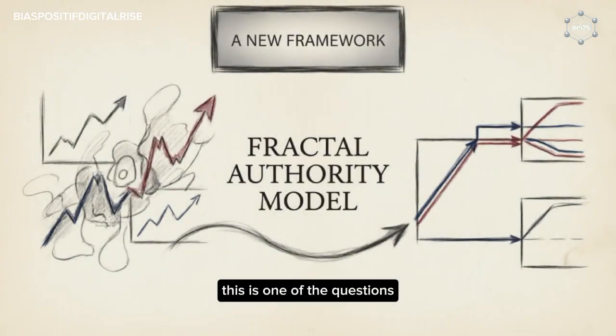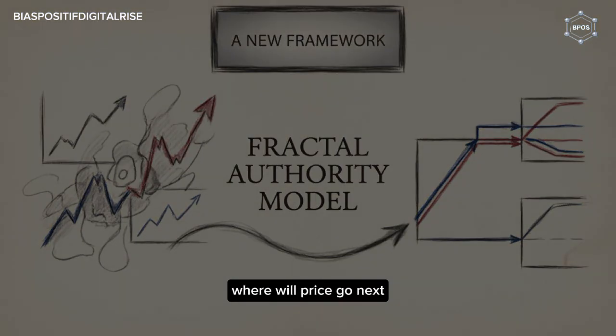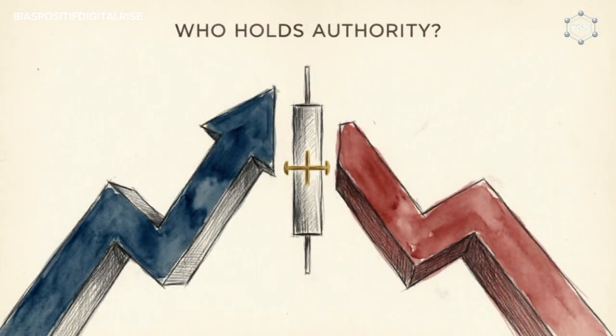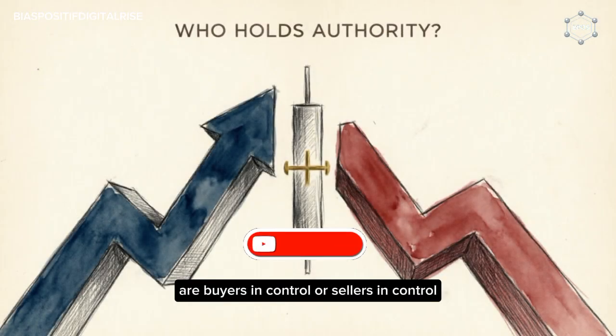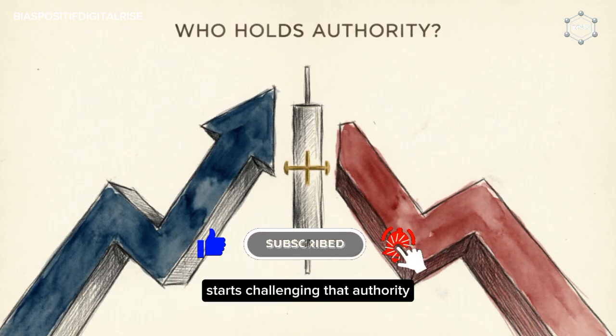This is one of the questions that led me to develop the Fractal Authority Model, FAM. The idea is simple at its foundation. Instead of starting with, where will price go next? I start with, who currently holds authority? Are buyers in control? Are sellers in control? And what happens when the opposing side starts challenging that authority?